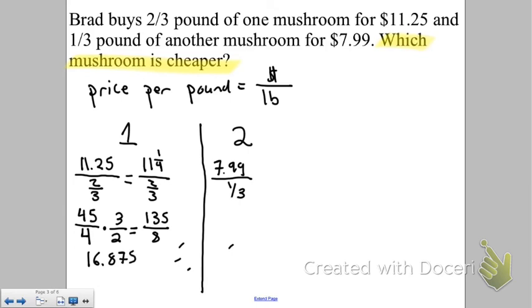So when I divide, I get 16.875. But that is not how money normally looks, so I need to rewrite this as $16.88 per pound.